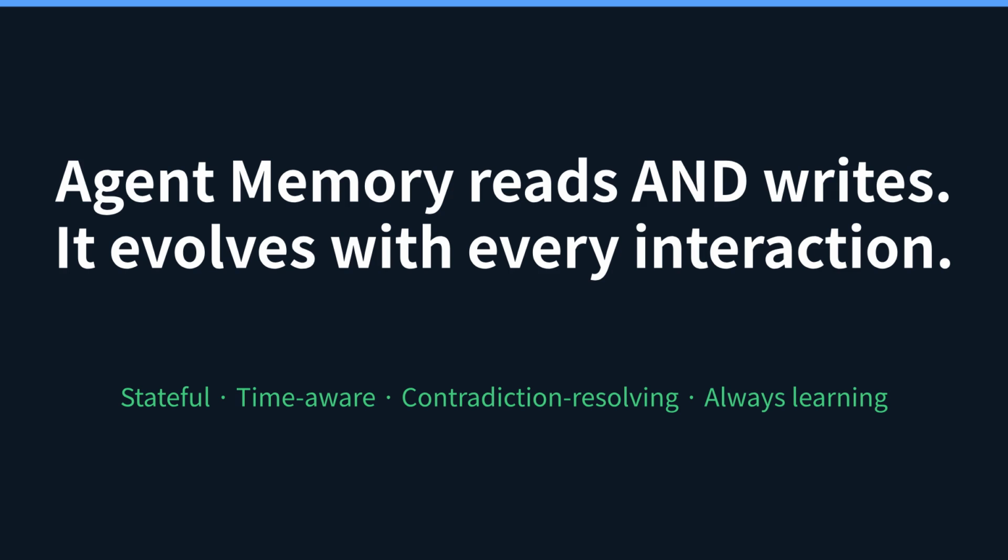Agent memory is something else entirely. Instead of just reading documents, the agent actively writes to its memory store. It records what happened, what decisions were made, and what the user prefers. It tracks time, so it knows that older information might be outdated, and newer information should take priority. It detects contradictions between stored facts and resolves them. Think of it this way. RAG is a read-only database, while agent memory is a living, evolving knowledge base that grows smarter with every interaction.